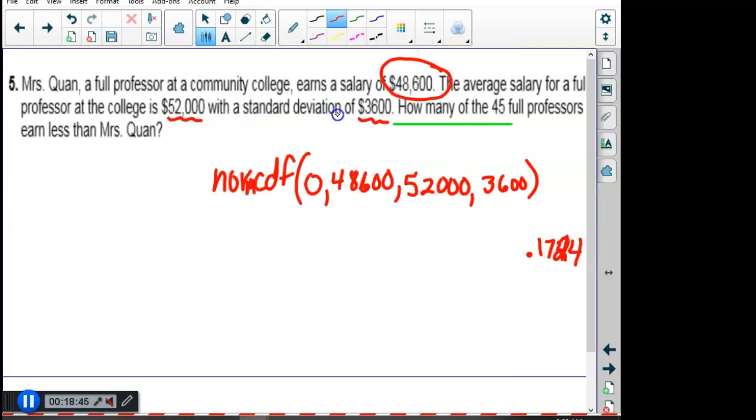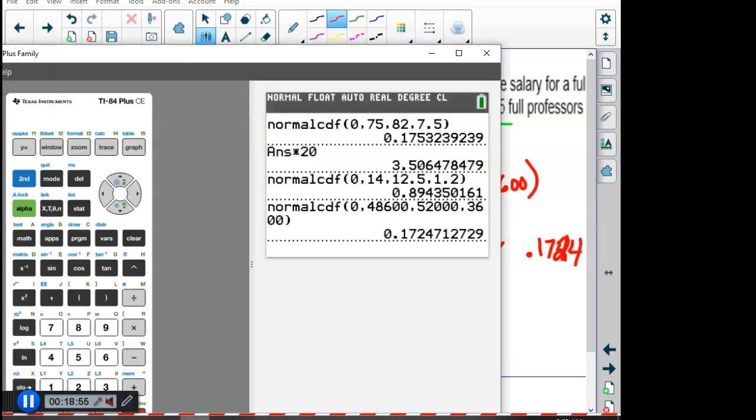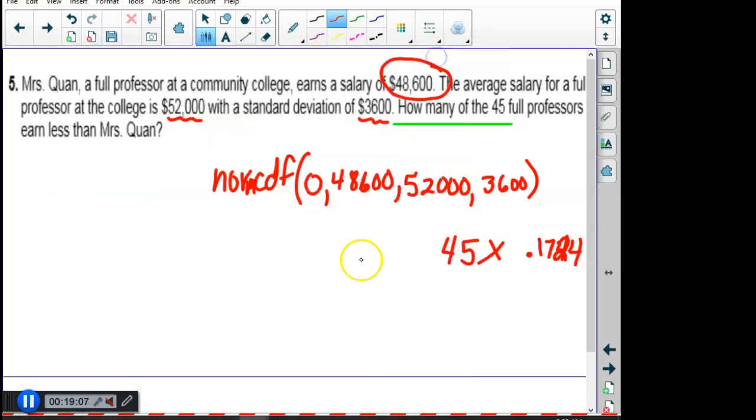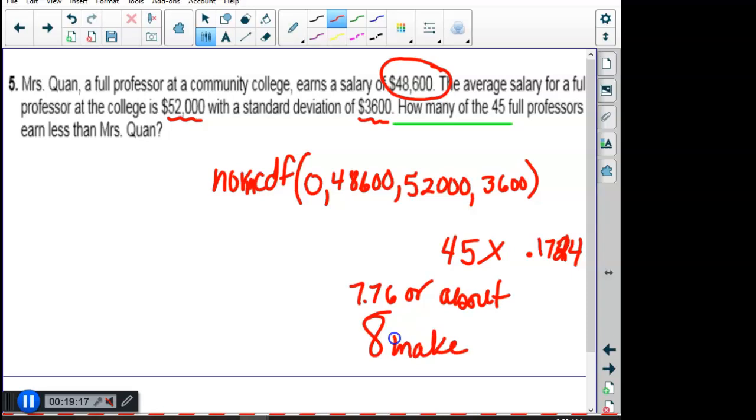Okay, and how many teachers are we talking about? 45 teachers. Okay. Yeah, I was just going to leave the whole thing and multiply it by what? 45, guys? So about 8? Eight make less than her. It's professors.